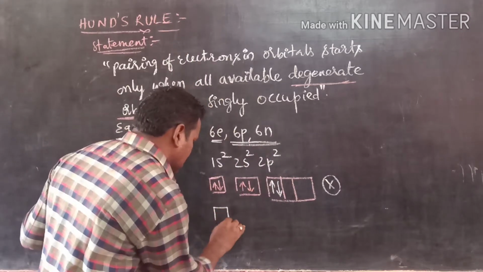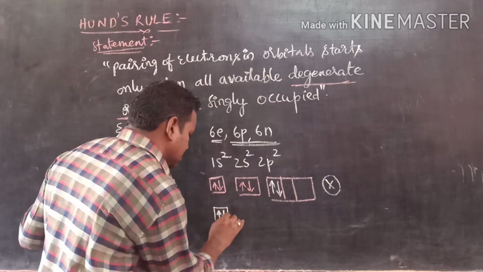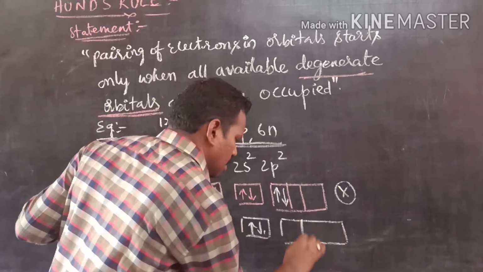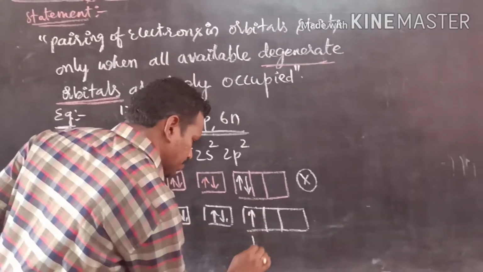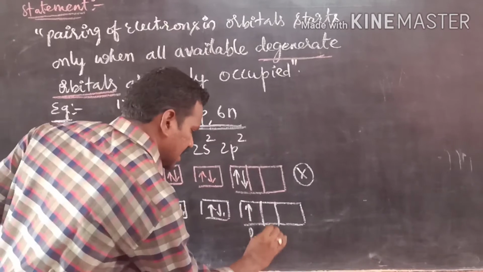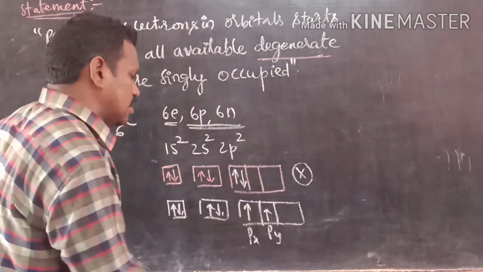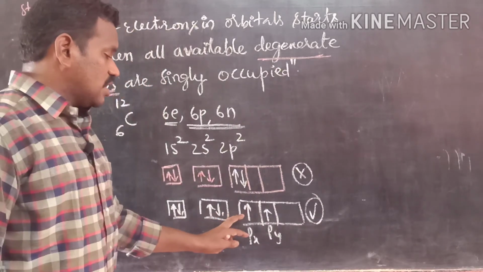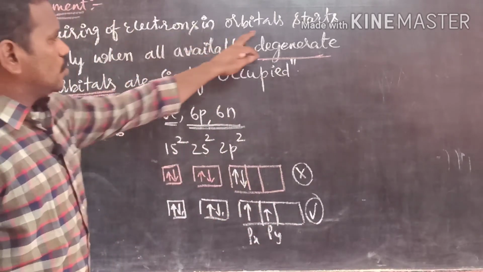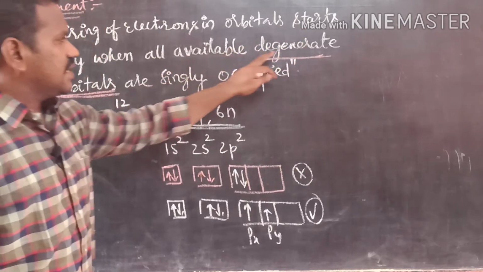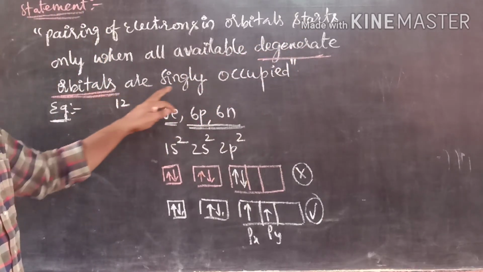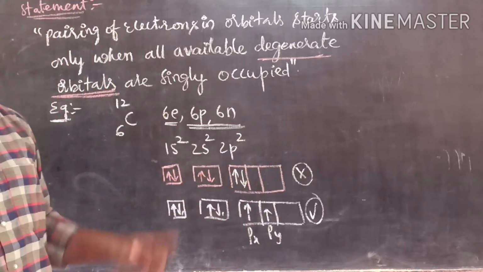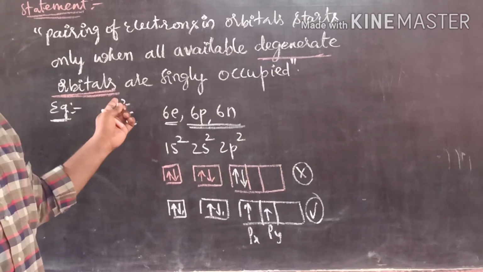Now, the correct method is as per the 1s and also the 2s. In the case of 2p, first we should fill the px with 1 electron and also the py with 1 electron. Now, this becomes the correct method. Pairing of electrons starts only when all the available degenerate orbitals are singly occupied. This means every orbital we should occupy with 1 electron, then we should do the process of pairing.